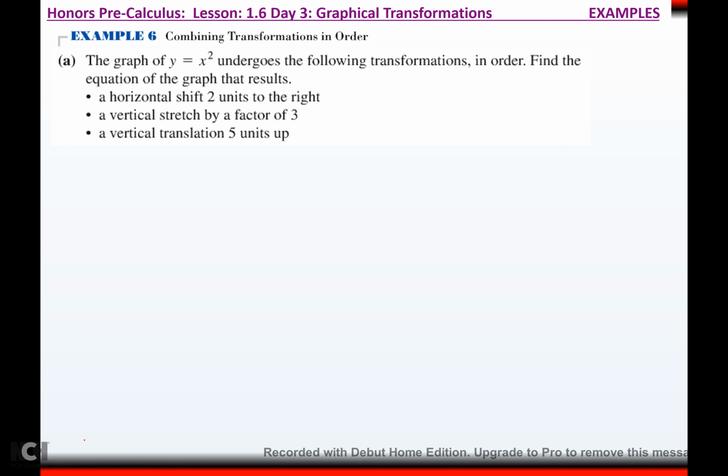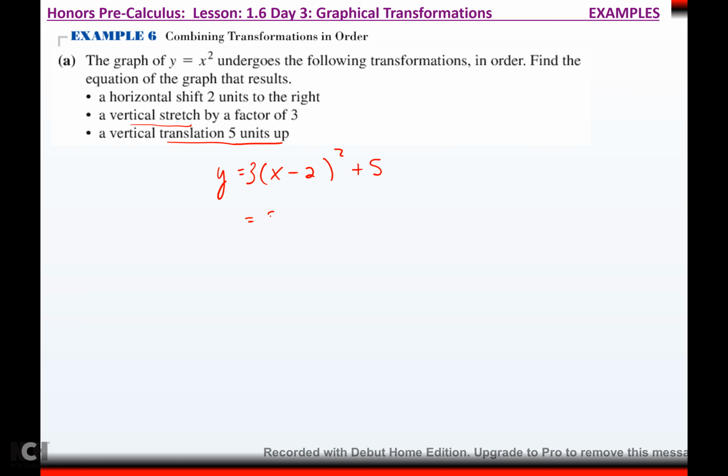So first of all, you're going to have a horizontal shift of 2 to the right. That means in the square parentheses, 2 to the right means you're going to subtract 2. If you're going to do a vertical stretch, that's on the outside, so you put a 3 there, and then you're going to go up 5, which means you put a 5 on the end.